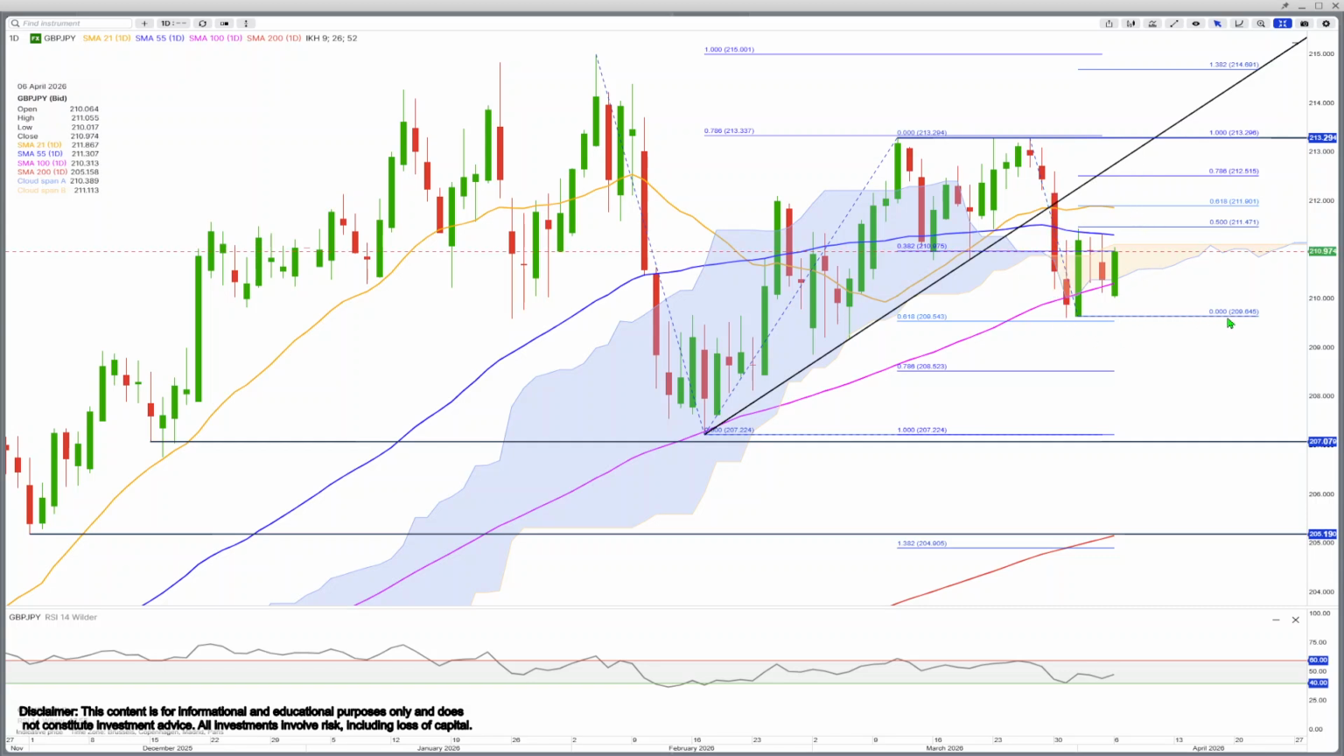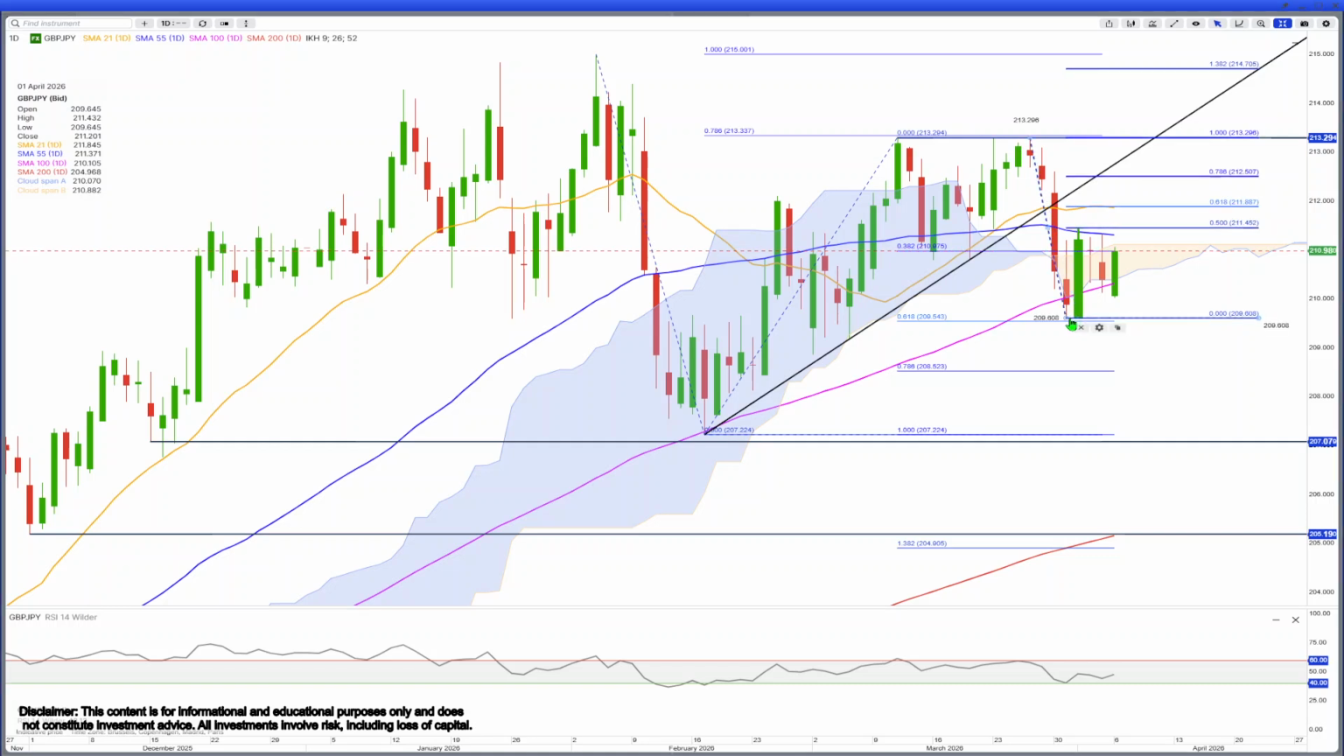If it takes out the 209.60 level here, the support there, then I think we'll see lower levels towards 208.5, possibly lower.